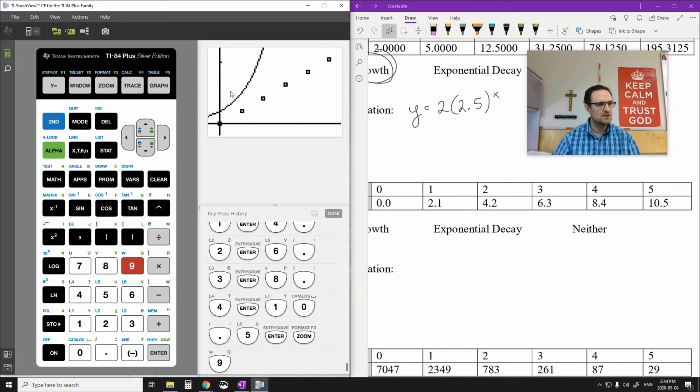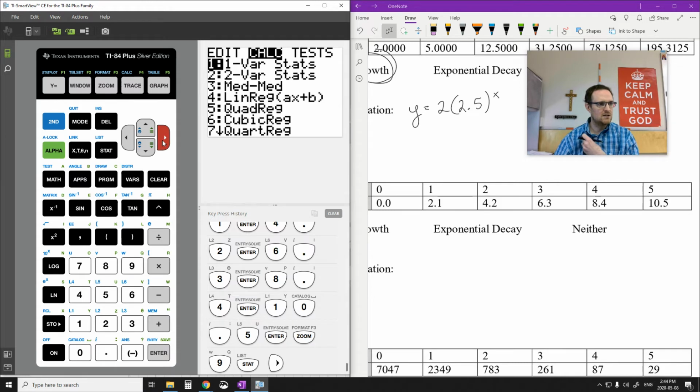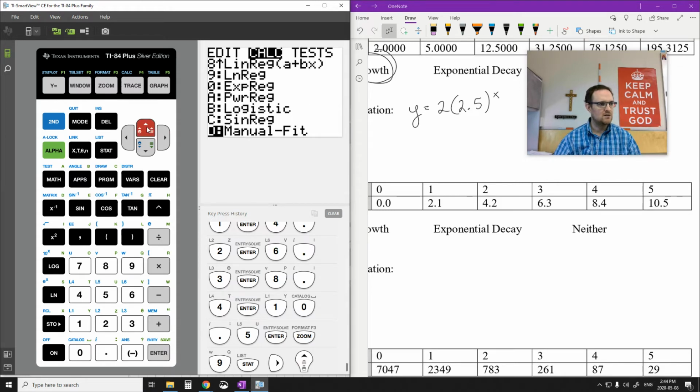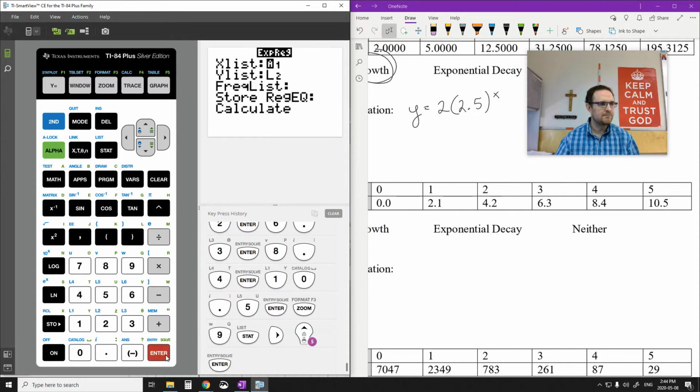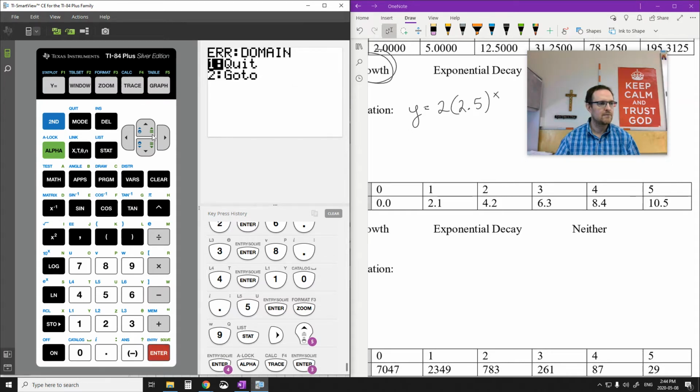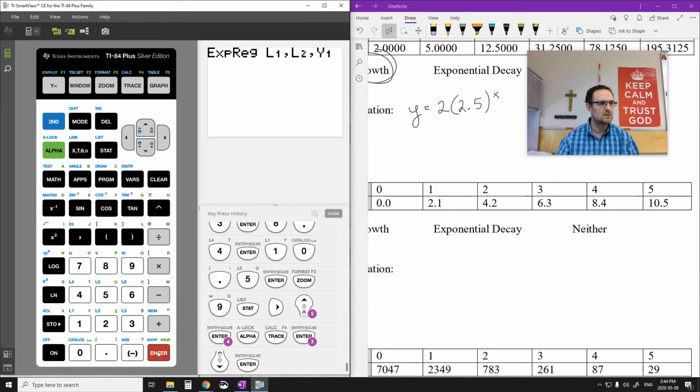It's not very good in terms of that, but I can also go stat, calc. Let's go down to exponential. That's 0 there. I wrapped it around the other side, so when you hit the up arrow at the top, it just goes to the very bottom. So EXP. I'm going to store this equation. So alpha trace, I'm going to put number 1 here. Nope. What did I do wrong here? Oh, it just doesn't work. That might be it. If it doesn't work like this, it gives you an error domain. It's probably neither.